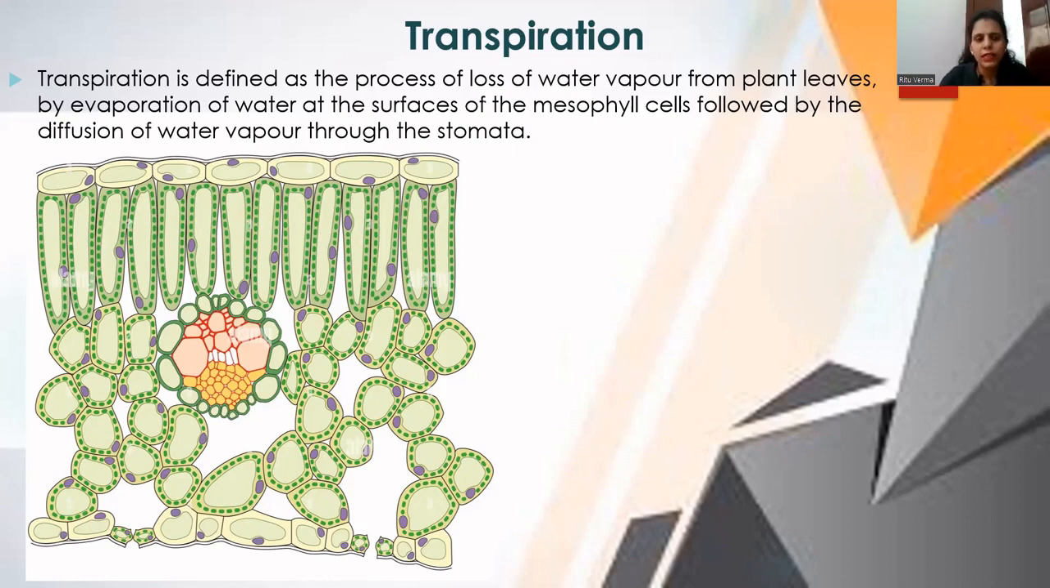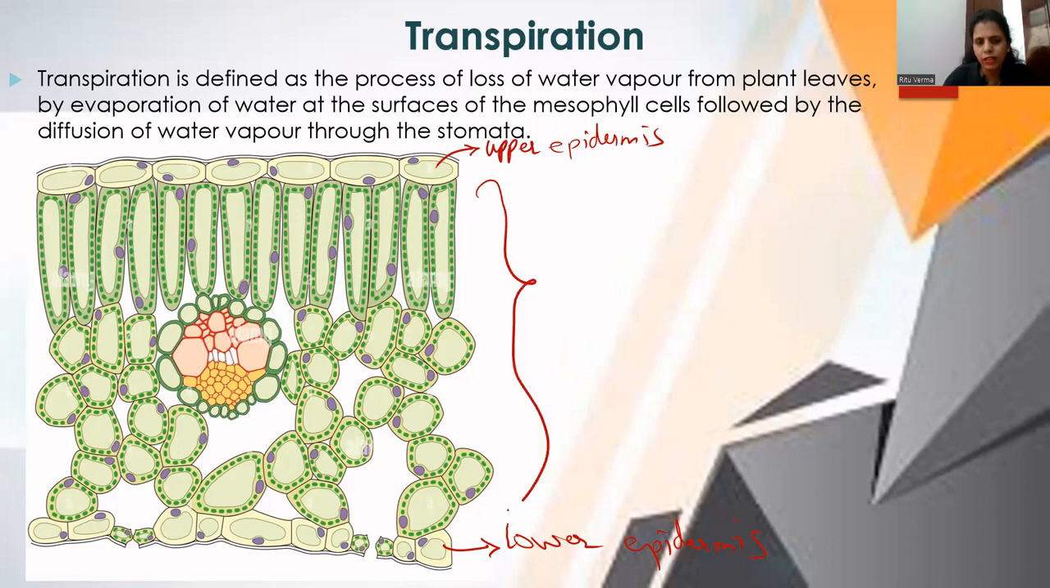As we have already studied in unit 6, plant nutrition, the uppermost layer of the leaf is known as the upper epidermis. And the lowermost layer of the leaf is known as the lower epidermis.